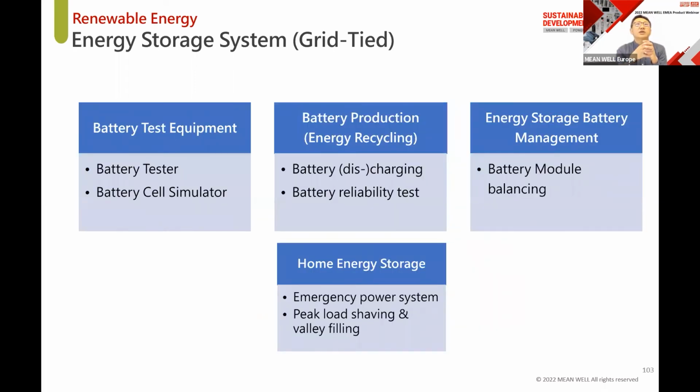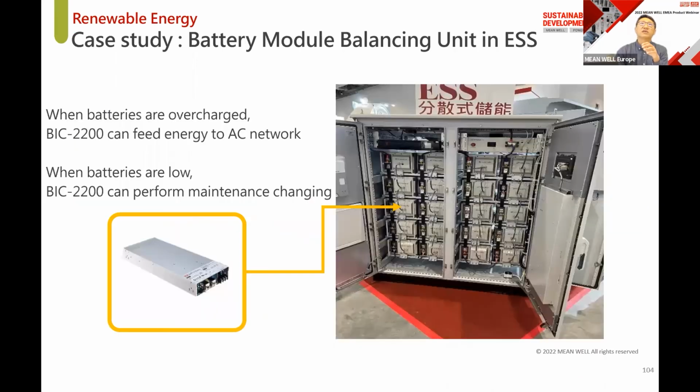A typical application is with battery production or testing or the energy storage management part. One example in the energy storage system is a customer who uses the BIC in their system to do the battery balancing control. So when there's an imbalance in cell capacity, the BIC will take from the high capacity cell to charge the low capacity cell. So the battery packages are in a healthy status.